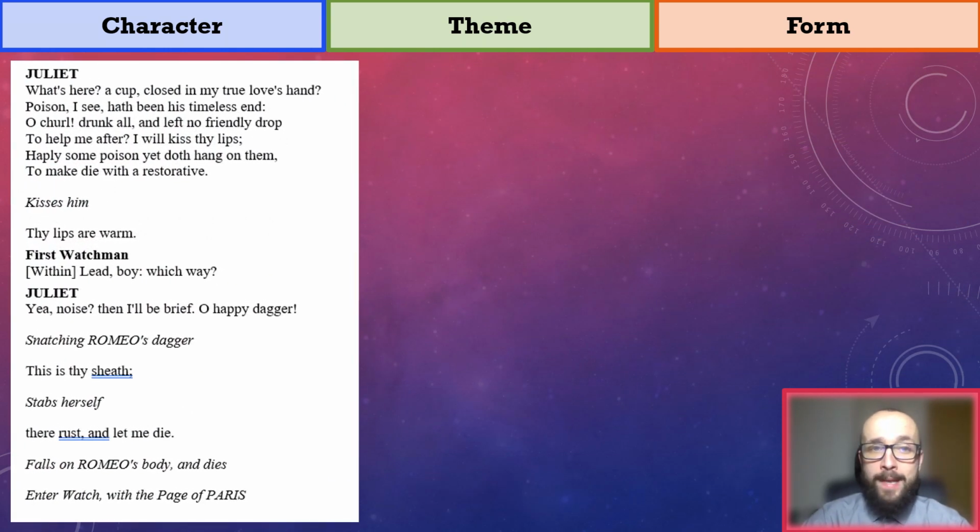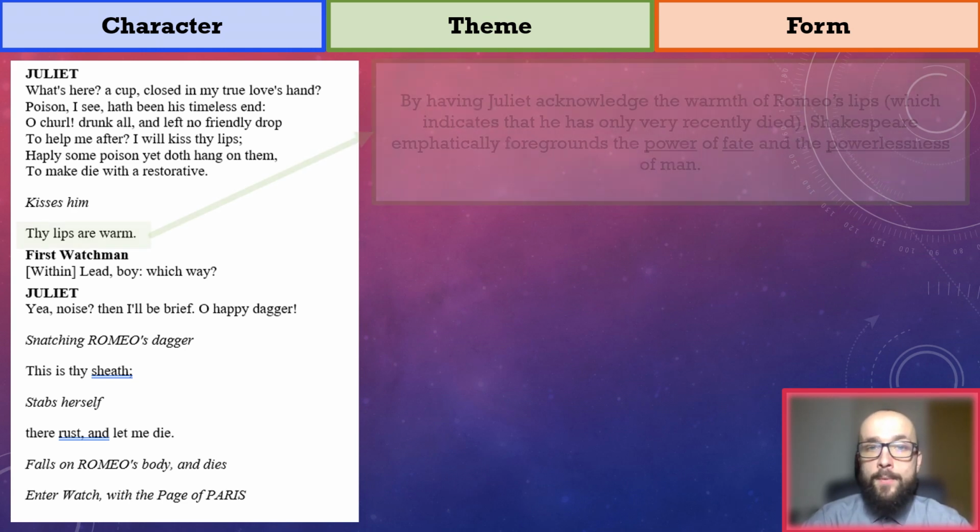Once the friar has run away, Juliet is able to more fully see the tragedy of the situation that is in front of her. She is able to see, in other words, that her true love is dead from having consumed some poison. Hoping to die by his side, Juliet kisses Romeo so that she may likewise be killed by the poison that lingers on his lips. After kissing him, she remarks that Romeo's lips are still warm.